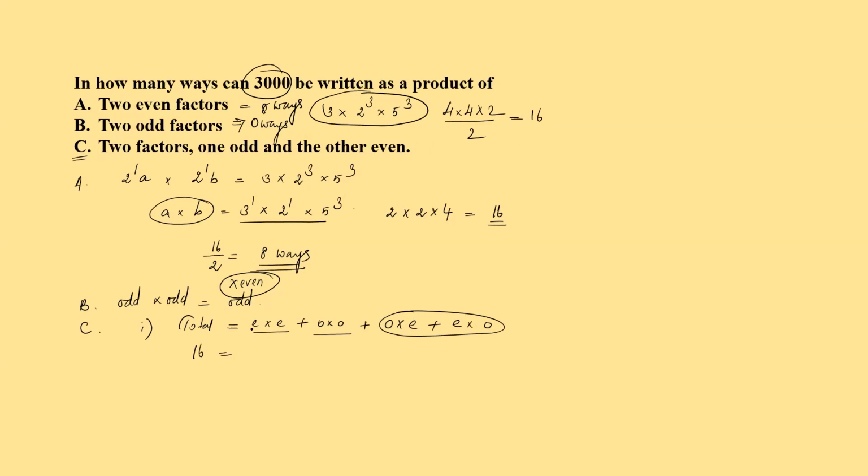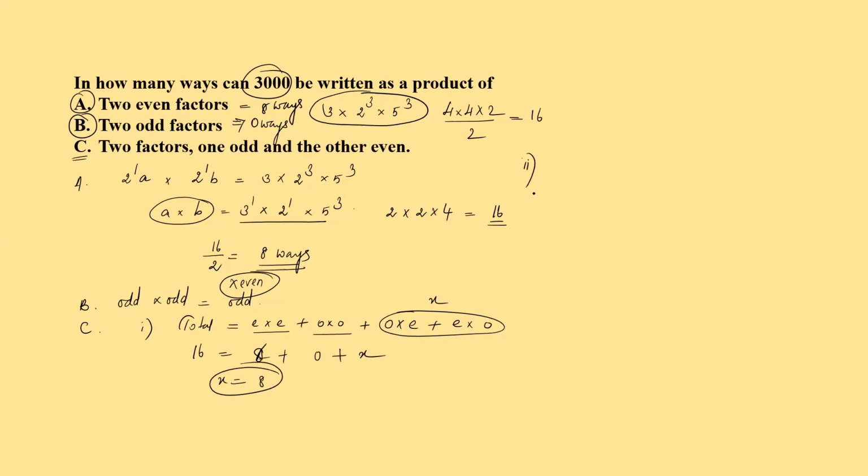The number of ways in which you can write it as a product of two even numbers is 8, which you already figured out in option A. And the number of ways in which you can write this number as a product of two odd factors is 0, which you have already figured out in B. And let me put this as x. X is what you have to get. So x, the number of ways in which you can write the number 3000 as a product of two factors, one of which is odd and the other is even, is nothing but 16 minus 8, which is going to be 8. So this is one way.